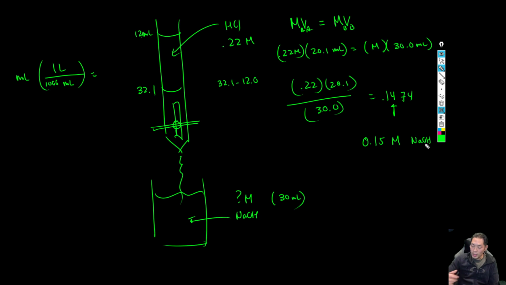It's very simple. Math-wise, it's just MV equals MV. It's just understanding what you're doing here. So that's what we did with titration, and how you could find an unknown solution based on that.